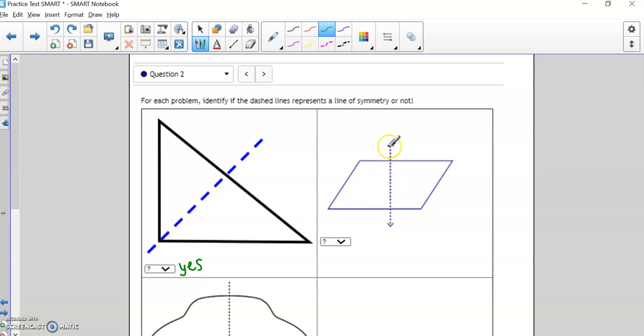Okay, and then let's talk about this one. Remember what I said yesterday about parallelograms? If you folded this shape on this line, they would not overlap perfectly, right? This piece is obviously smaller than this huge long piece, right? So they're not perfect reflections of each other, so it's a no.